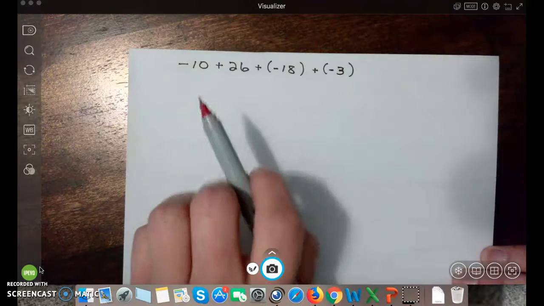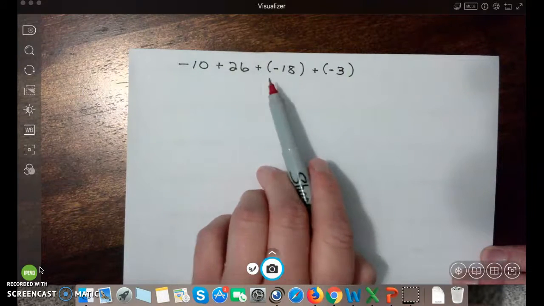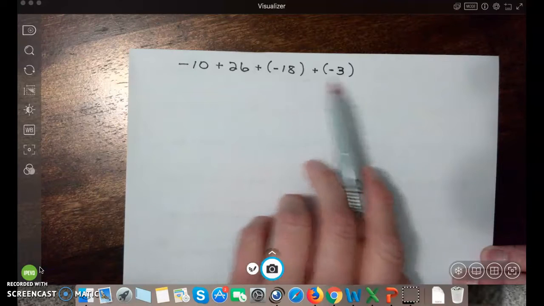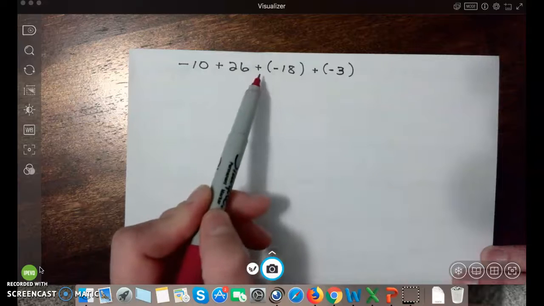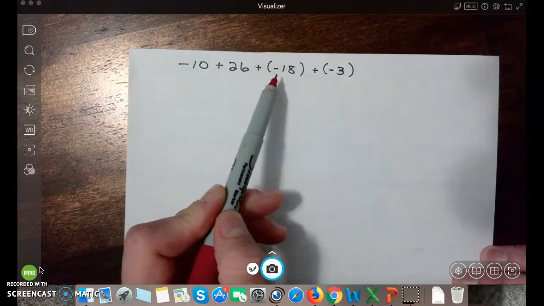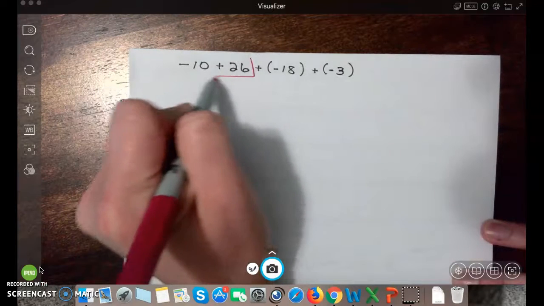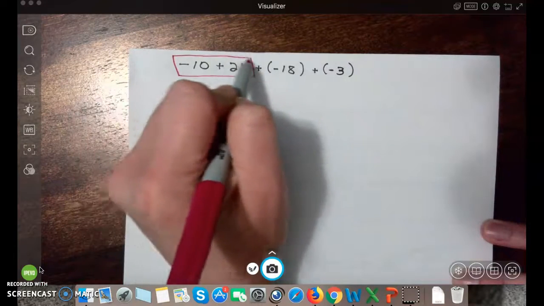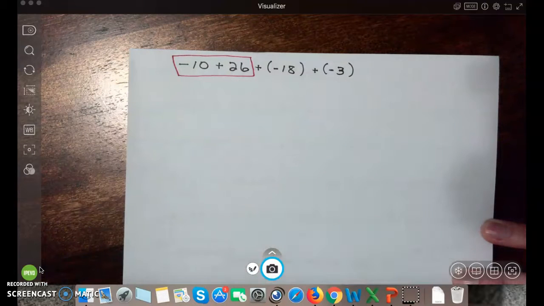So the long way to add these numbers, -10 plus 26 plus a -18 plus a -3, and remember these parentheses are here just to separate our plus sign from our negative. To do this the long way, we would start with the first two numbers and use our rules for adding just two integers and ignore the rest of the problem for now.